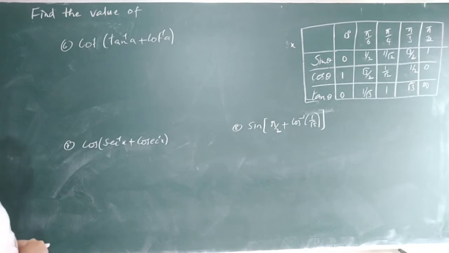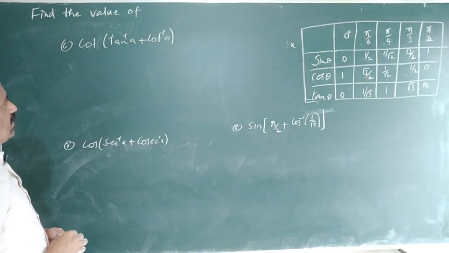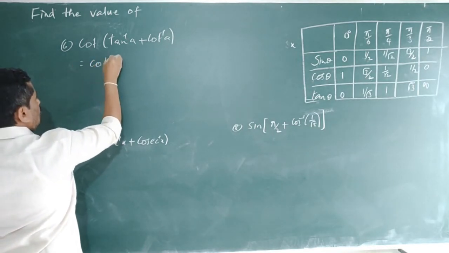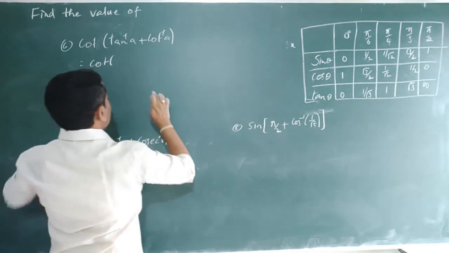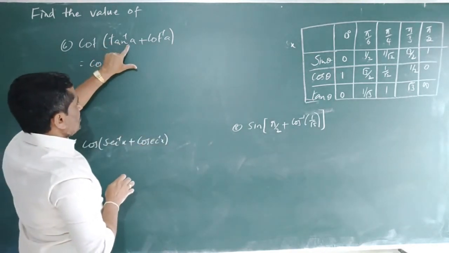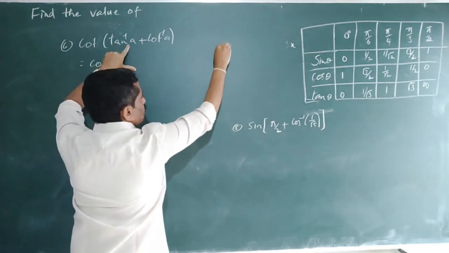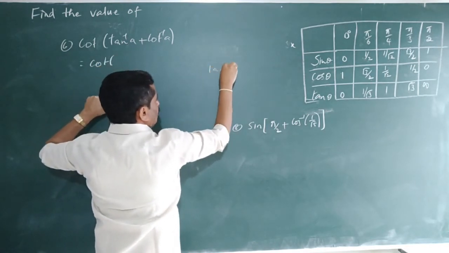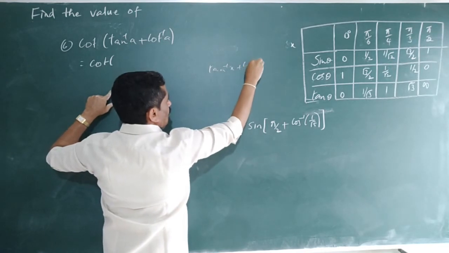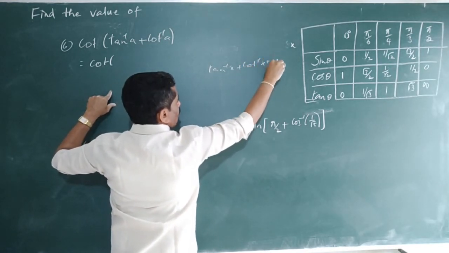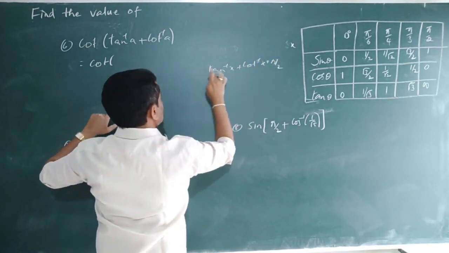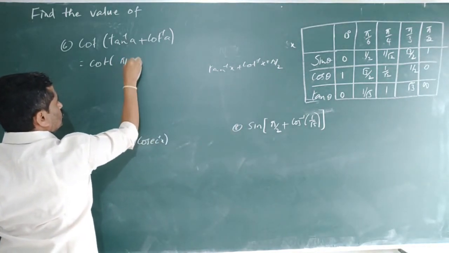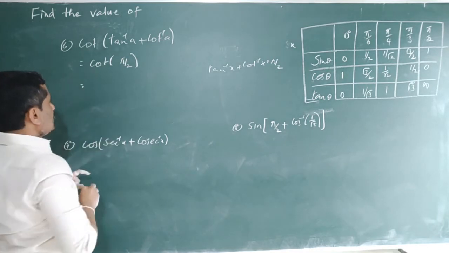Next we have: find the value of cot of tan inverse A plus cot inverse A. So that is equal to cot of... we have a property that tan inverse of x plus cot inverse of x is equal to pi by 2. Using this property, tan inverse of A plus cot inverse of A can be written as pi by 2.